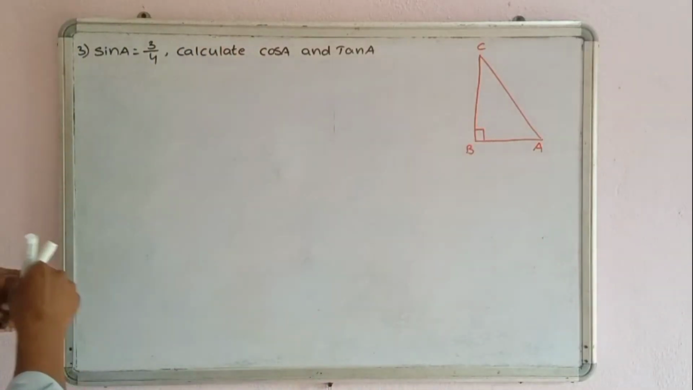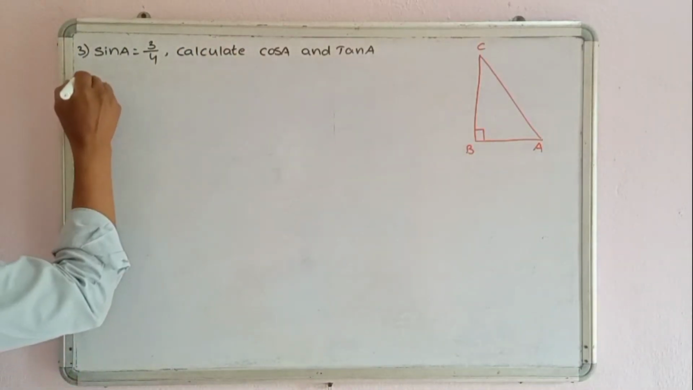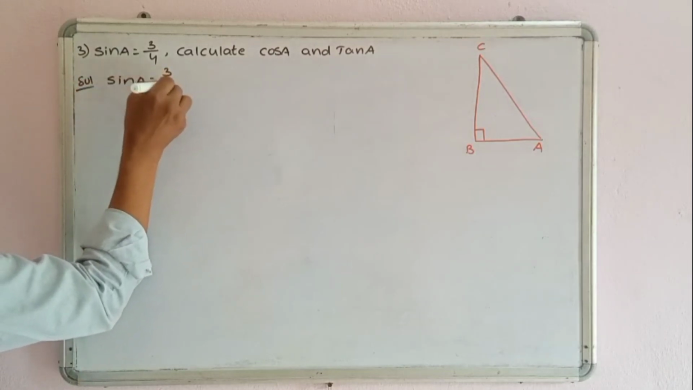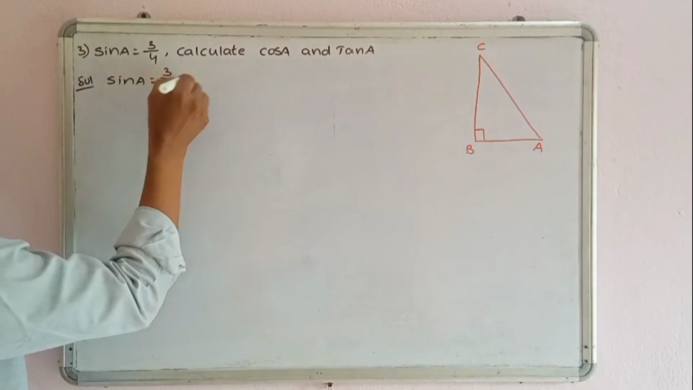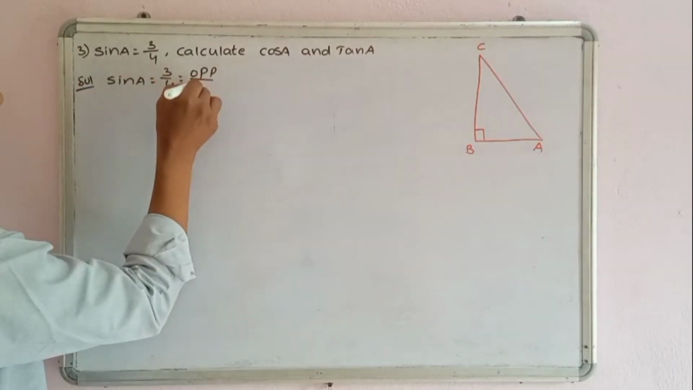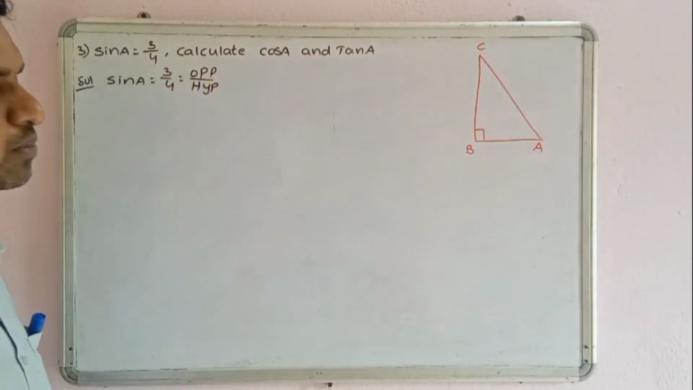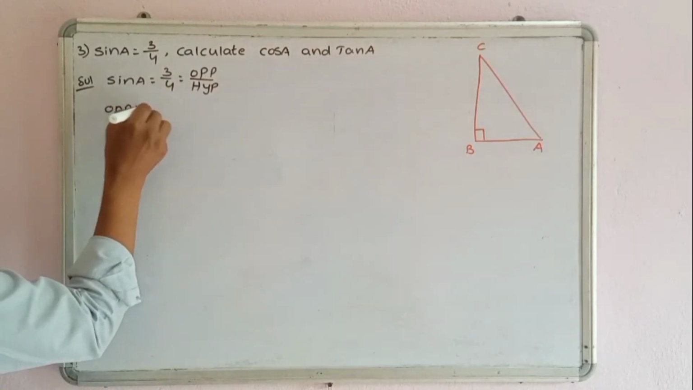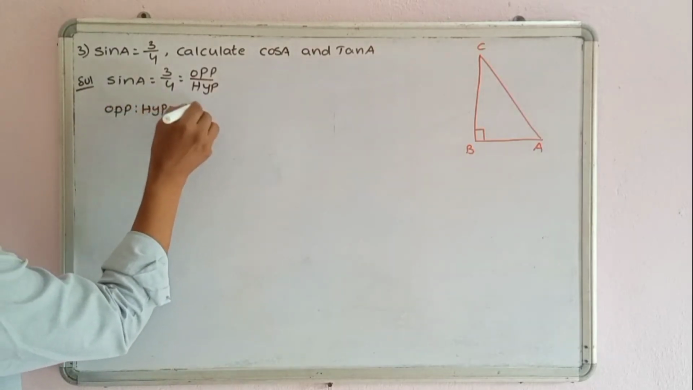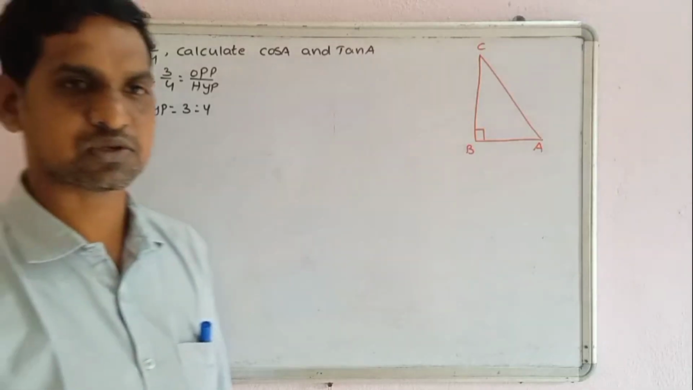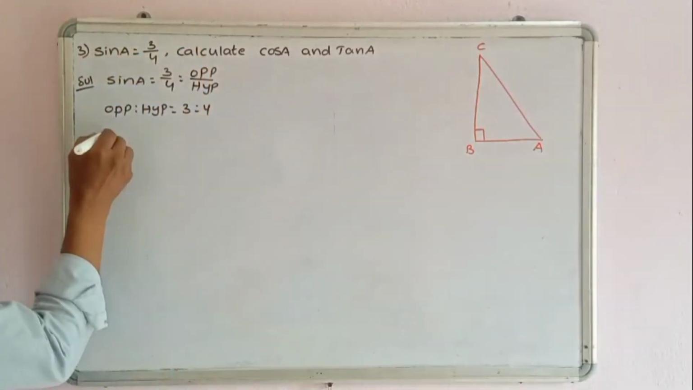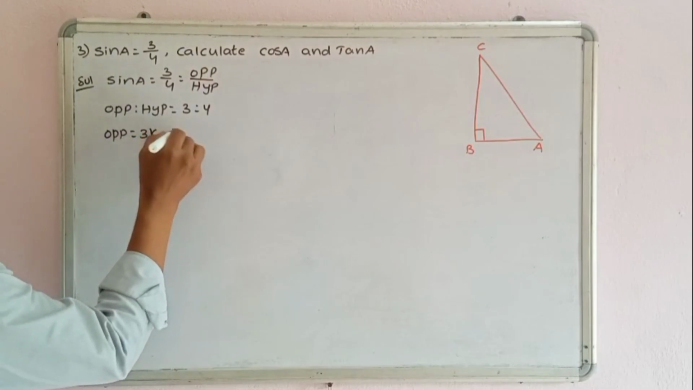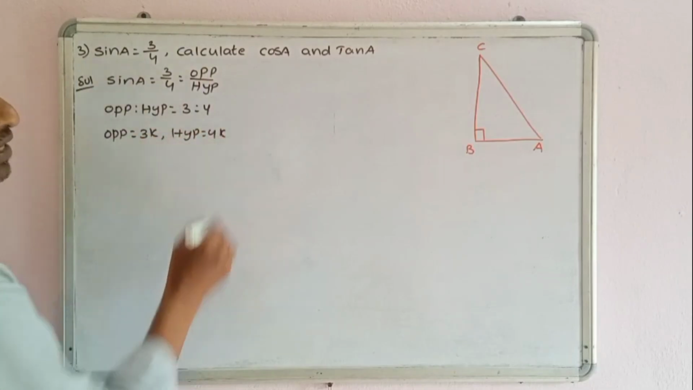See, sin A equals 3 by 4. See the solution. Sin A equals 3 by 4. Sin means what? Side opposite to A over hypotenuse. Therefore, opposite to hypotenuse equals 3:4. Now opposite side equals 3k where k is a constant. Hypotenuse equals 4k where k is a constant.